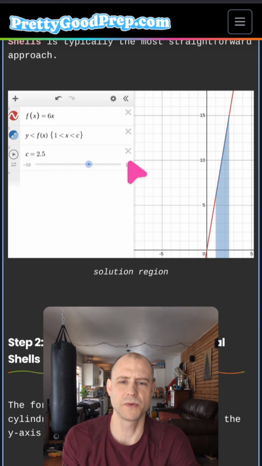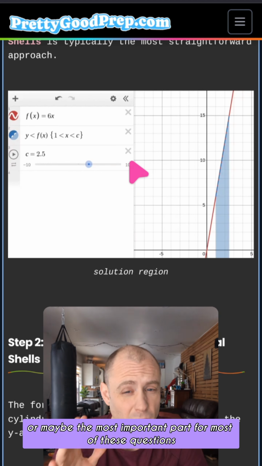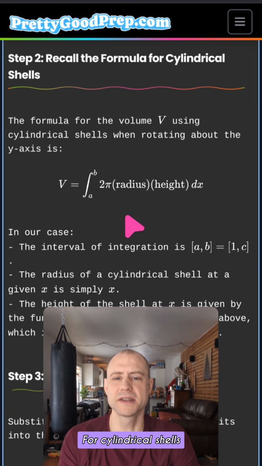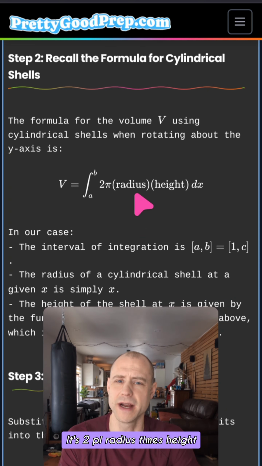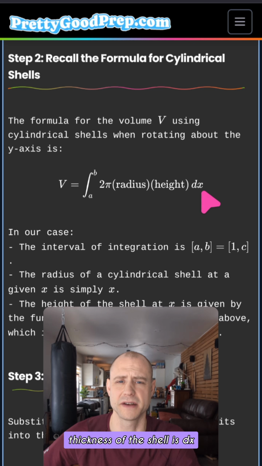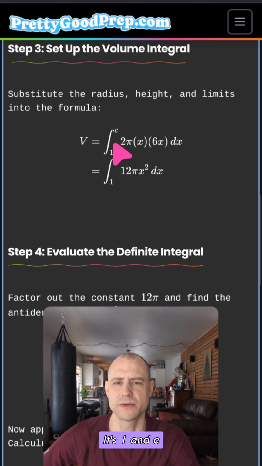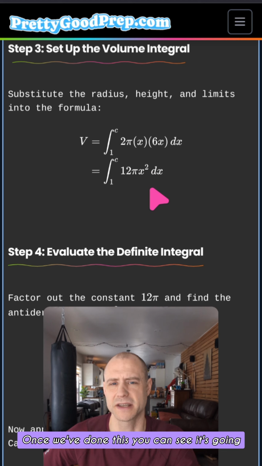Usually in these problems, once you're able to set up the region, you're good to go. That's maybe the hardest part, or maybe the most important part for most of these questions. For cylindrical shells, we're going to need to figure out the bounds of our integration. It's 2 pi radius times height. 2 pi radius for the circumference of the shell, and then height of the shell, and the thickness of the shell is dx. We have the bounds, it's 1 and c. It's 2 pi, then we have x for the radius, and then we have the height as 6x. Once we've done this, you can see it's going to be an easy integral.